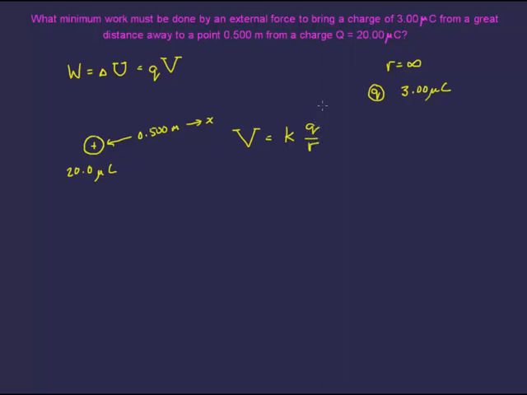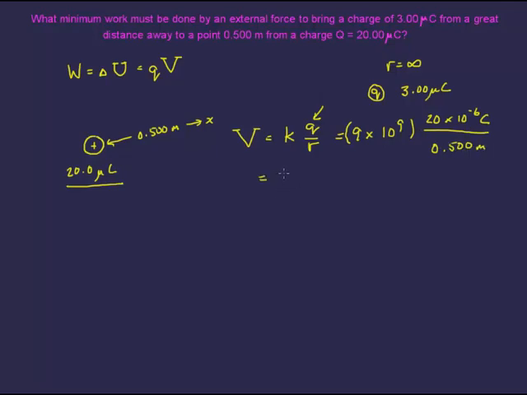Now this Q is the charge that is making the electric field and that the potential is relative to. So this Q, even though I wrote a little q, is the big Q over here. So we're going to put that number in. So we're going to have 9 times 10 to the 9 times 20 times 10 to the negative 6 coulombs over that distance of 0.5 meters. Okay, let's see what that comes out to.